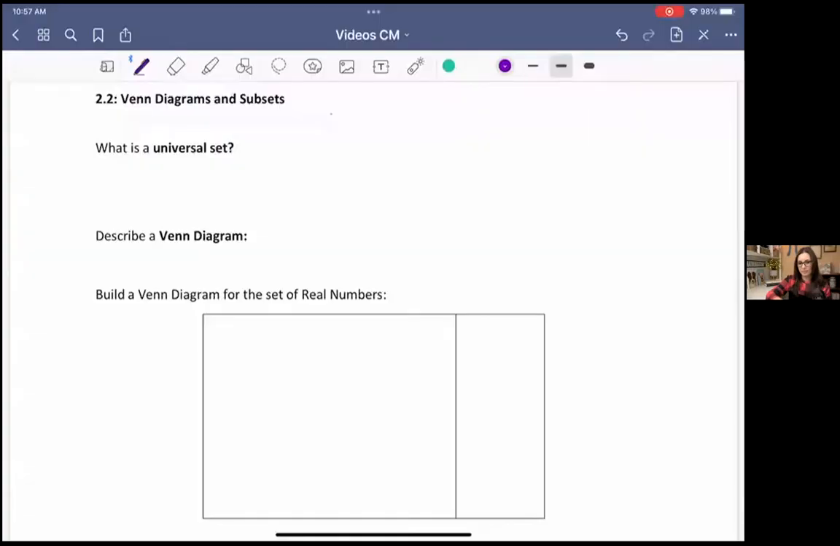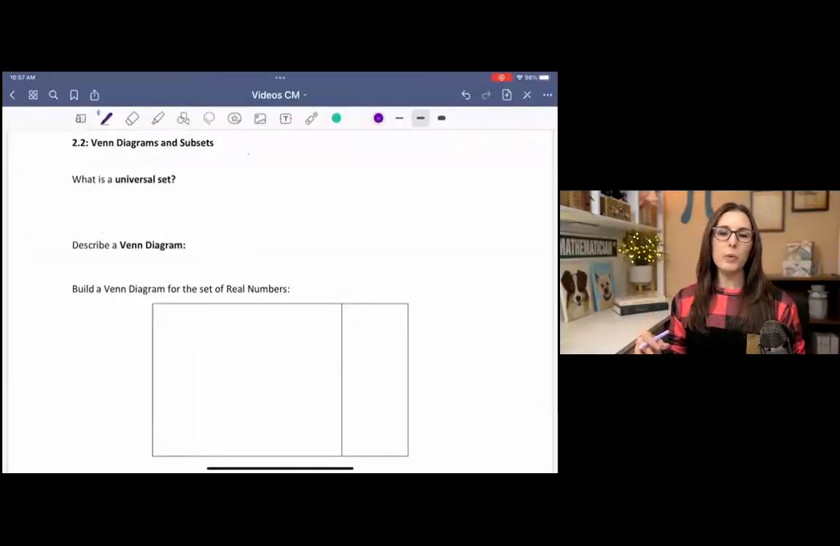Hey y'all, in this lesson, we're going to talk about Venn diagrams, subsets, and we're going to use the real number system to explore those things. Before we get into using a Venn diagram to show how the subsets of the real number system relate to each other, we're going to talk about a little bit of terminology first.